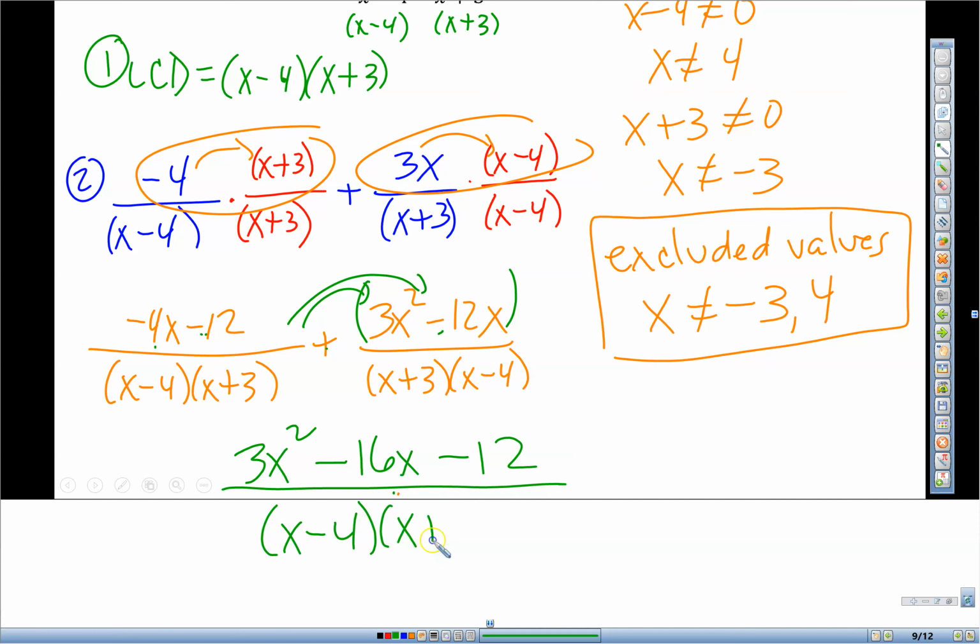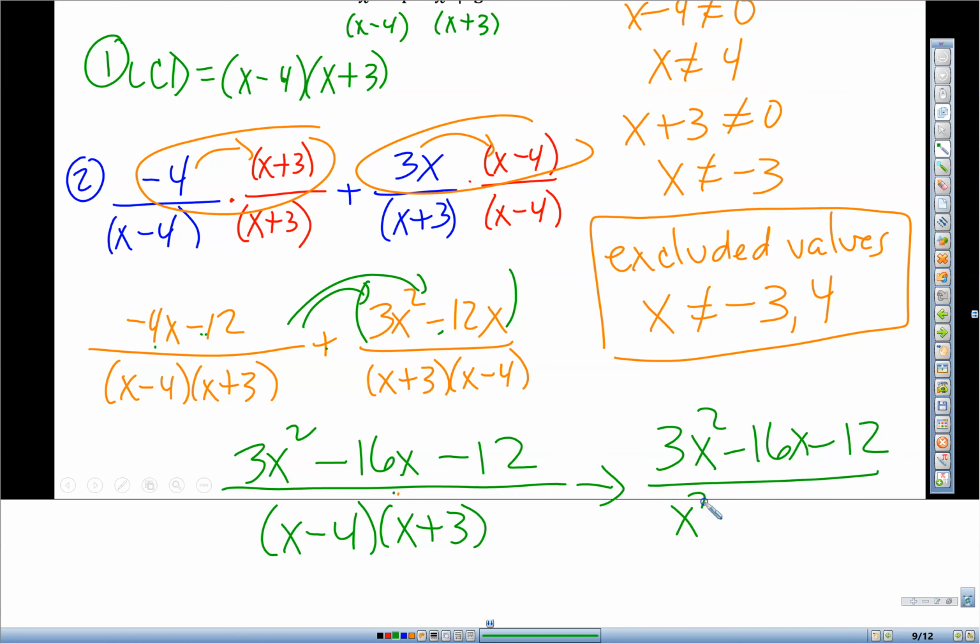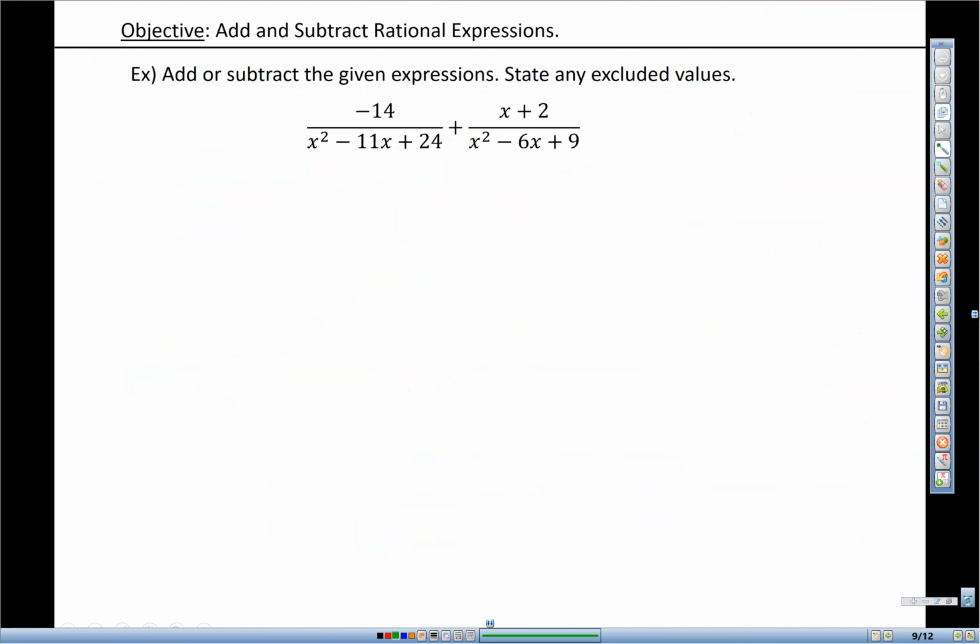If you want to leave it this way, okay. But again, best would be to multiply it out. Whoops, I need an x. So I'd get x squared minus x minus 12. Best answer. All right, let's see what we got next.